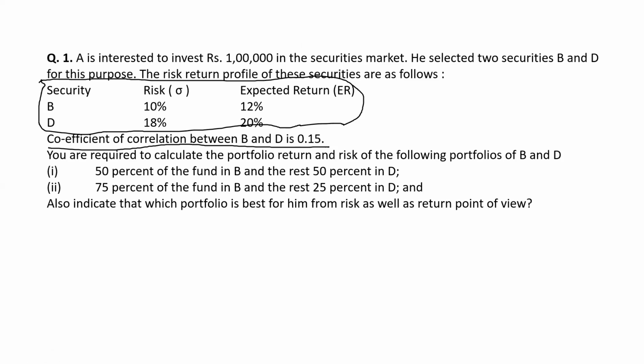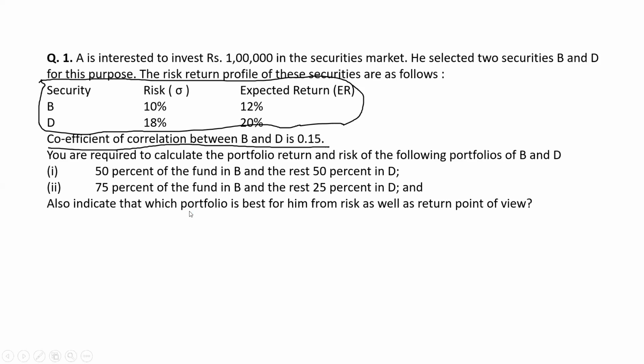Now we know all the figures. Only thing is we don't know the weightage. So as you can see here, they have given you two scenarios for calculating weightage. First scenario is 50% in stock B and 50% in stock D. So that means the weightage is 0.5 and 0.5. So one alternative is 0.5 weightage for both. Second alternative is 75% in B and 25% in D. So 0.75 and 0.25. So these two weightages are given for second case.